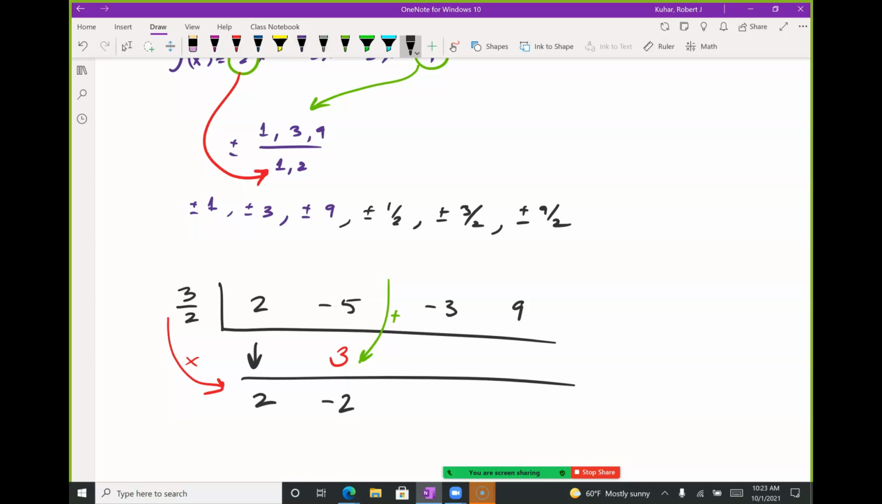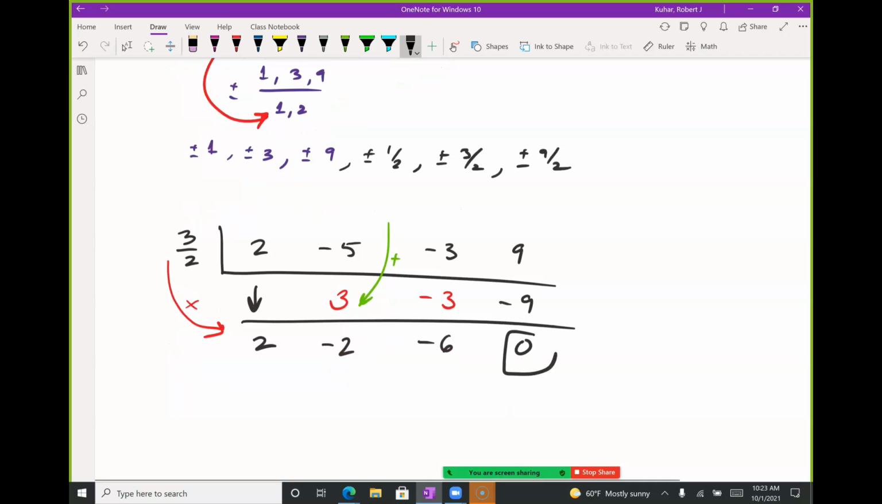So when I multiply, I get what? -3. Yes? And when I add, I get -6. And when I multiply, I get -9. And when I add, I get 0. Whoa, nice. It worked.